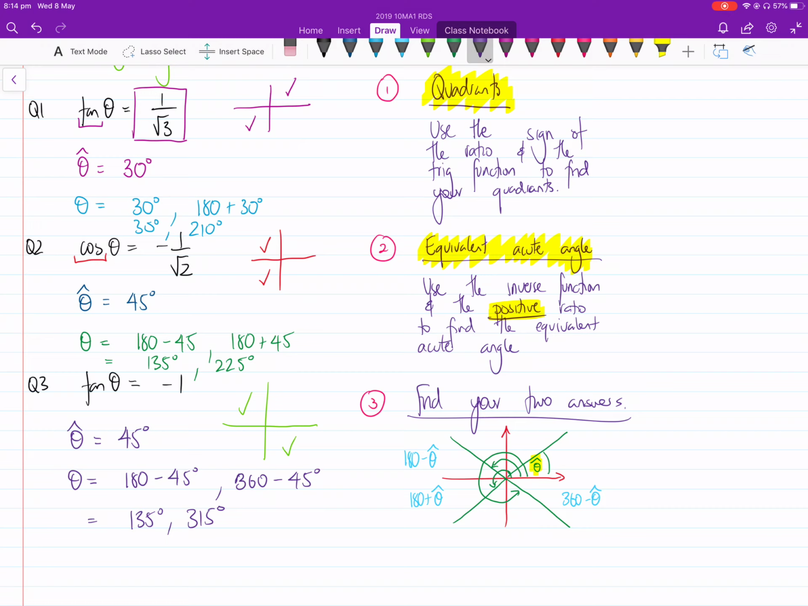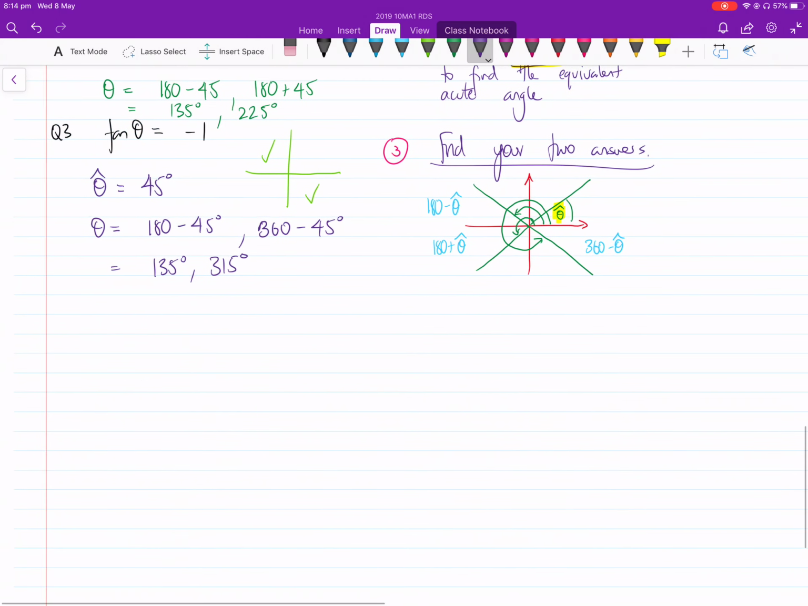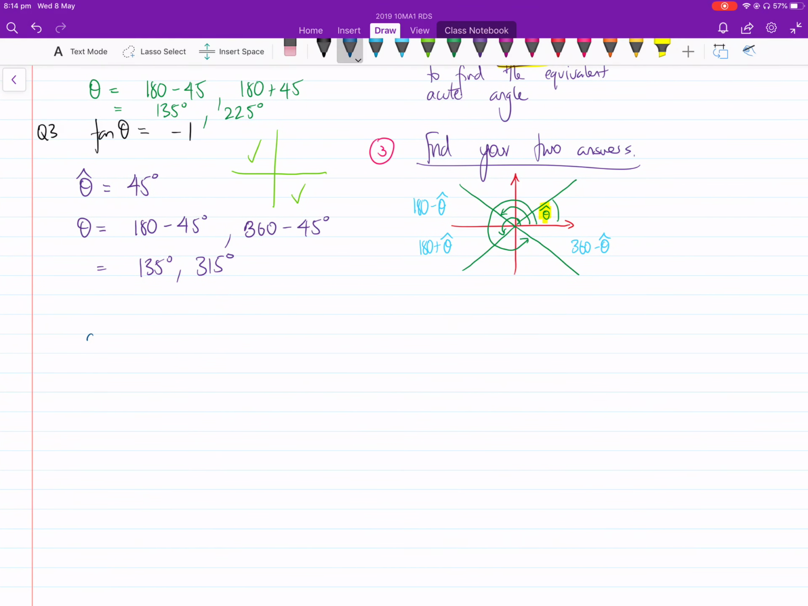Now, all of my examples have used exact values, so where the angle is nice. But even if the angle isn't nice, for instance, if we had the sine of theta is equal to 0.4, the working is exactly the same. The answers are just a little bit more hideous. When you get your quadrants here, we've got a positive ratio for sine, so that's first and second. It's this step, the equivalent acute angle, that can be a little bit hard to find. But you do need to get your calculators and just put that in there.